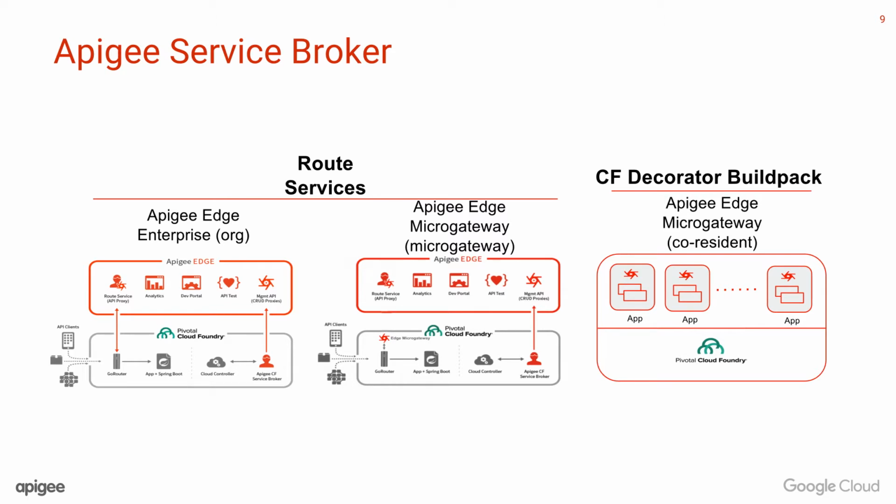So as we mentioned earlier with how Decorator buildpacks basically just add extra functionality to your application container, we took this idea and added Micro Gateway within the container itself. So instead of requests going into the Go router, going to a separate instance or Apigee Edge in the cloud, we just send it directly to the application container. The request gets processed in Micro Gateway, gets sent to the local application and then back out to the end user.